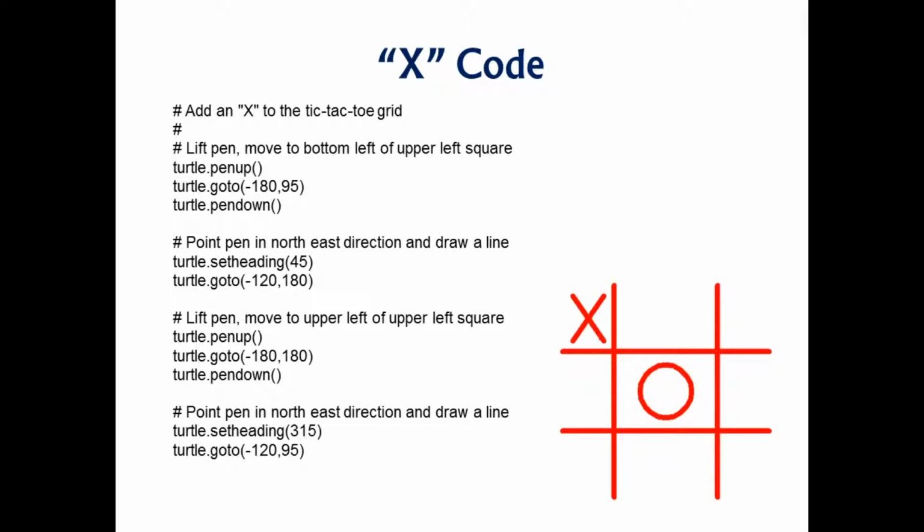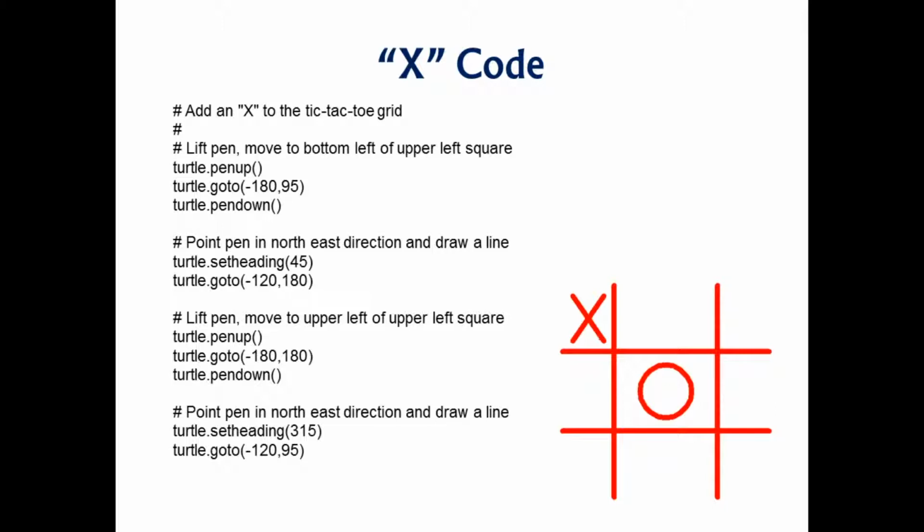And then we just do a go to 120, negative 120, 180. So we're just going there. And what happens when we go there? We're going to draw a line? The answer is yeah, we'll draw a line. Okay? Cool. Then we lift the pen and move to the upper left of the upper left square. So we're going to move right here.